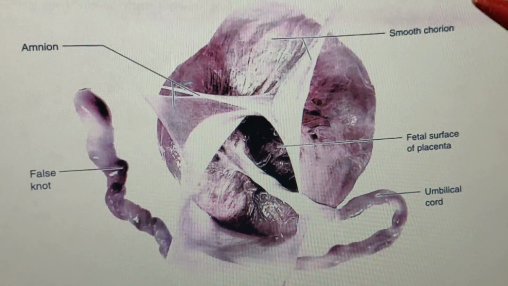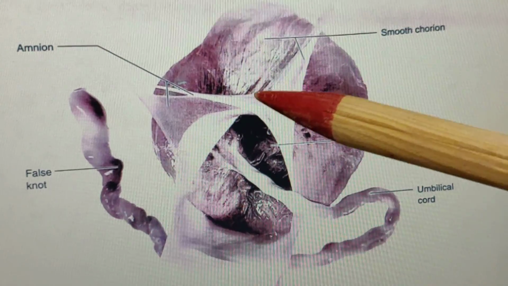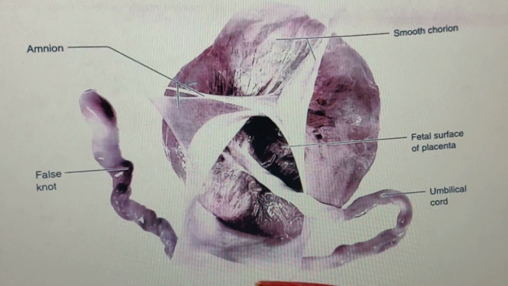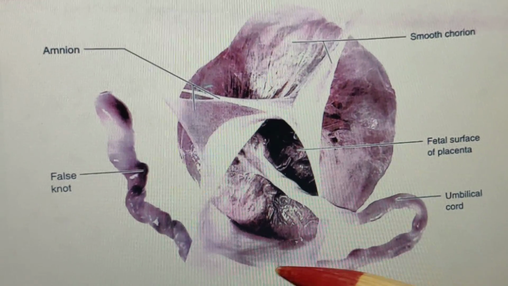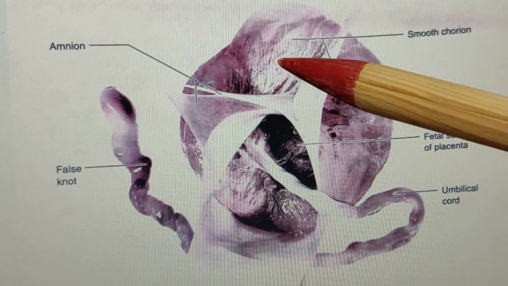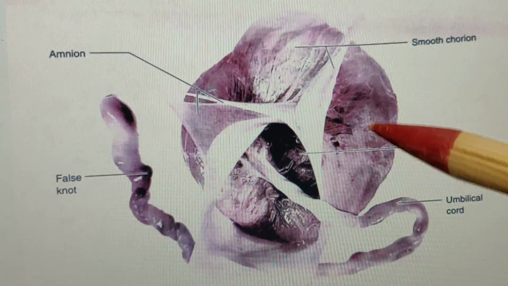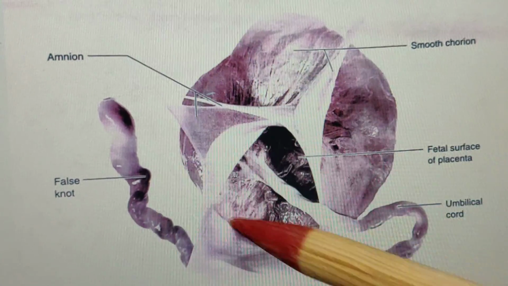Now see the placenta. This white membrane represents the amnion, and these thread-like, cord-like structures are the umbilical cord, and we are seeing the smooth surface. This is the fetal surface of the placenta.